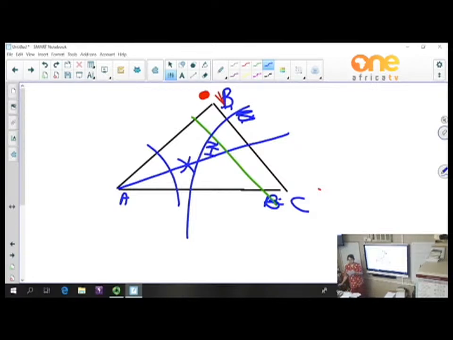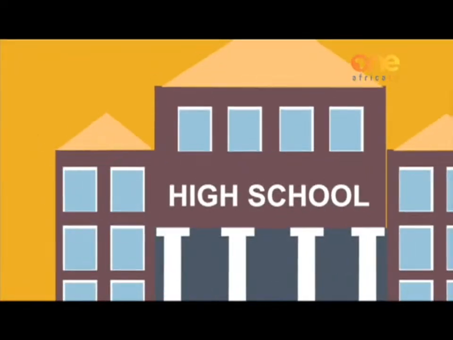Number 3. PT and PU are tangents to an arc of a circle at T and U. Using straight edge and compasses only, construct the bisector of angle TPU. Okay, you do it now, and by drawing another line, find the center.